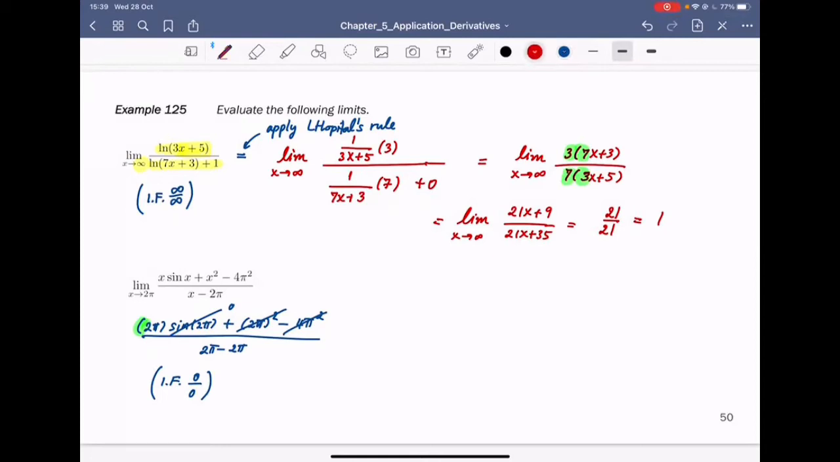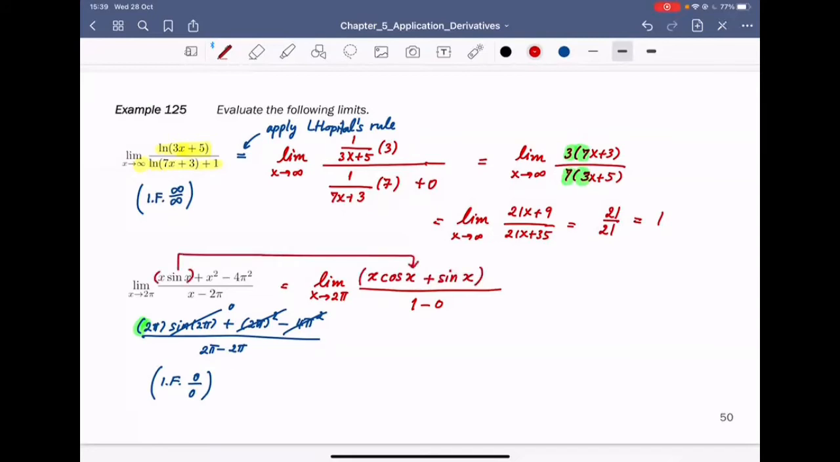So to apply the L'Hopital rule, I'm going to differentiate. Well, let's do the denominator first. Differentiate x, you get 1. Differentiate 2 pi, you get 0. On the top, I differentiate x sine x, so I get x cosine x plus sine x. Well, this is by the product rule. I differentiate that, I get that, right? Well, I'm going to delete that because it looks messy to me.